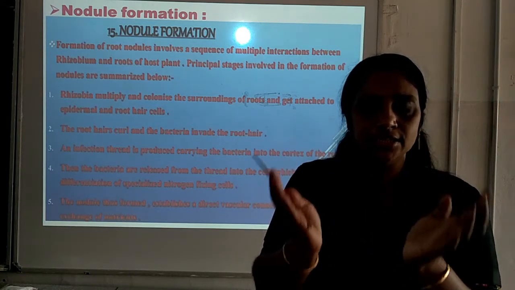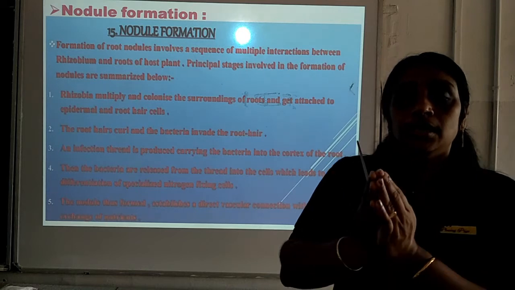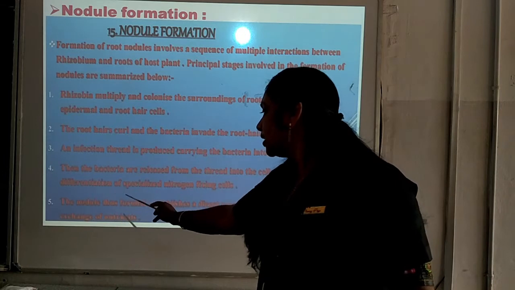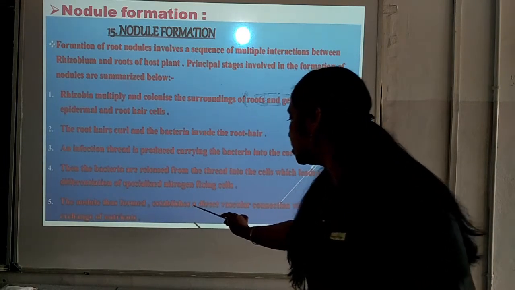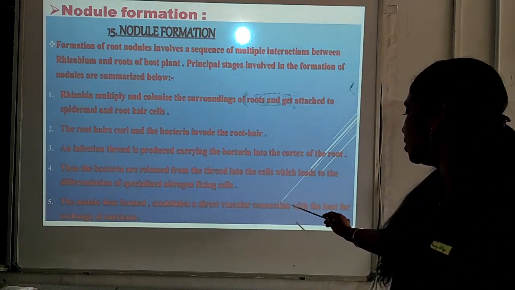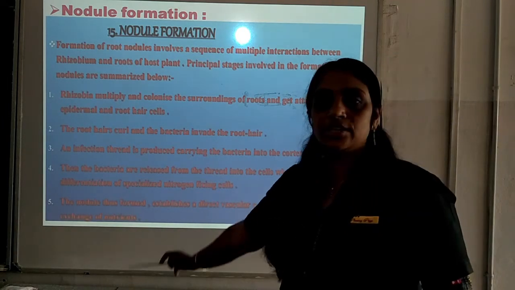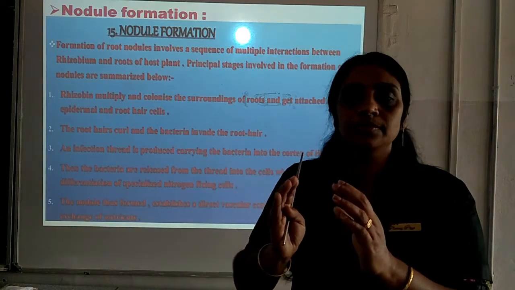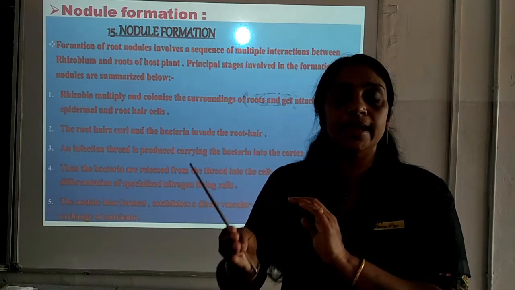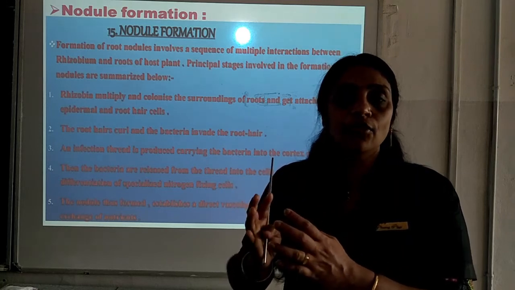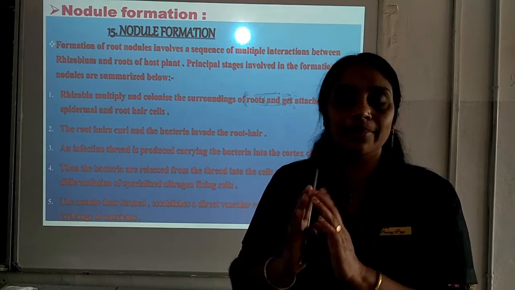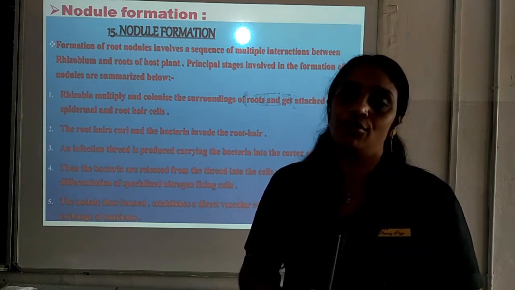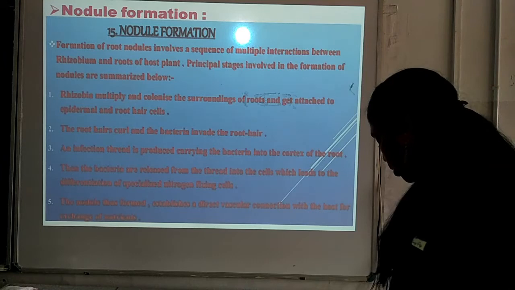It is a specialized tissue where numerous bacteria are present, and the nodule thus formed establishes a direct vascular connection with the host for the exchange of nutrients. In this manner, that tissue which is getting differentiated and specialized forms a bulb like structure, and that bulb like structure is the nodule formation.